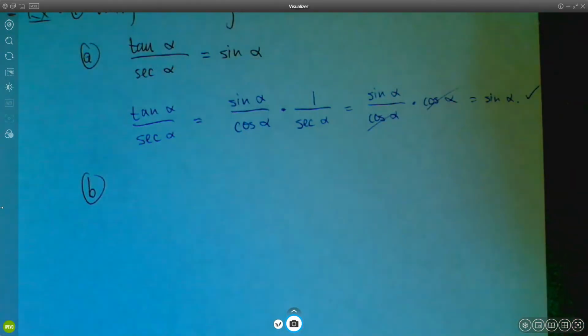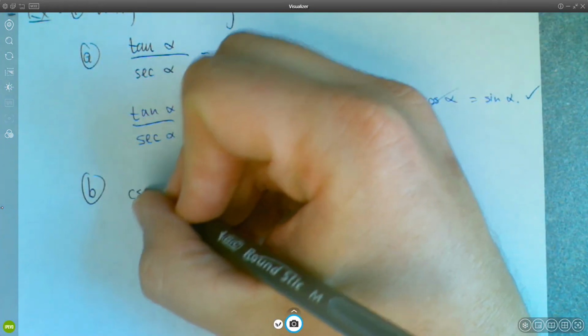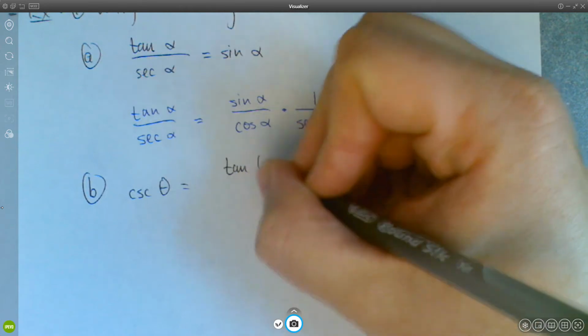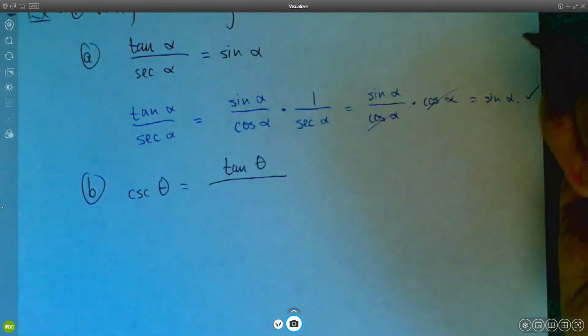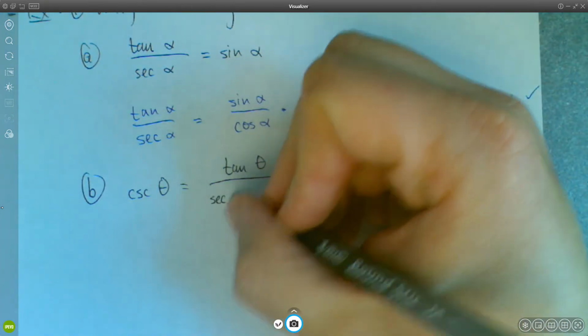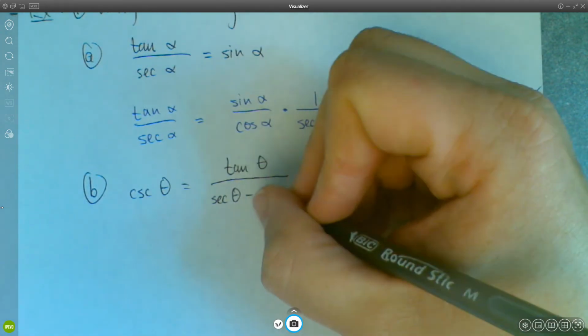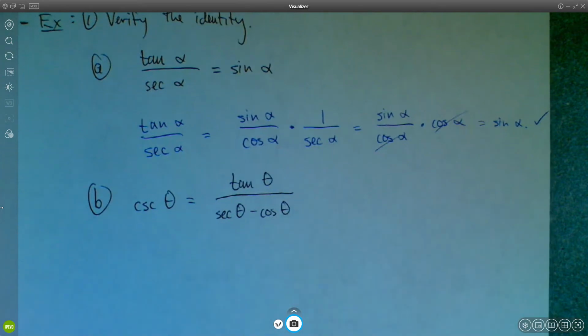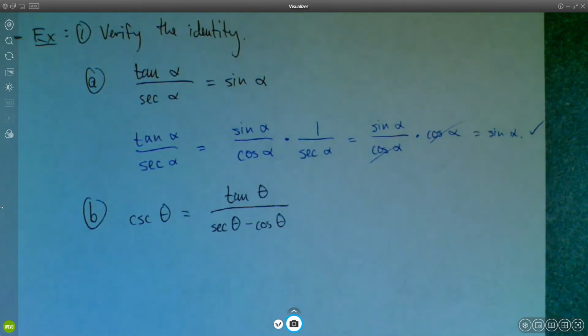Okay, let's do another one. Let's do cosecant theta equals tangent theta over secant theta minus cosine theta. Okay, so I'll let you pause the video and see if you can work this one out.